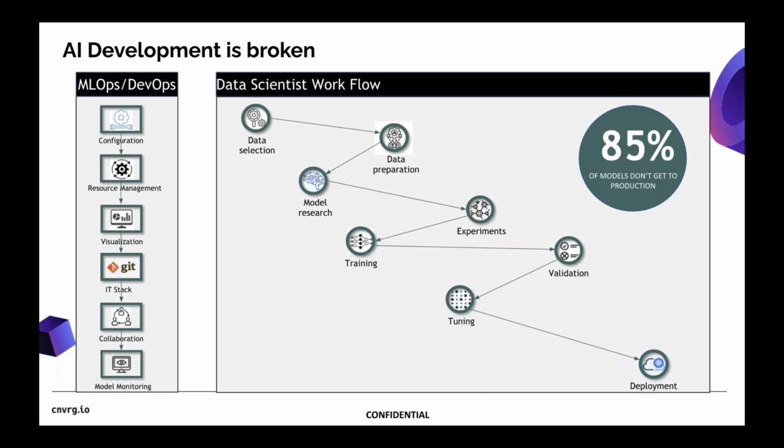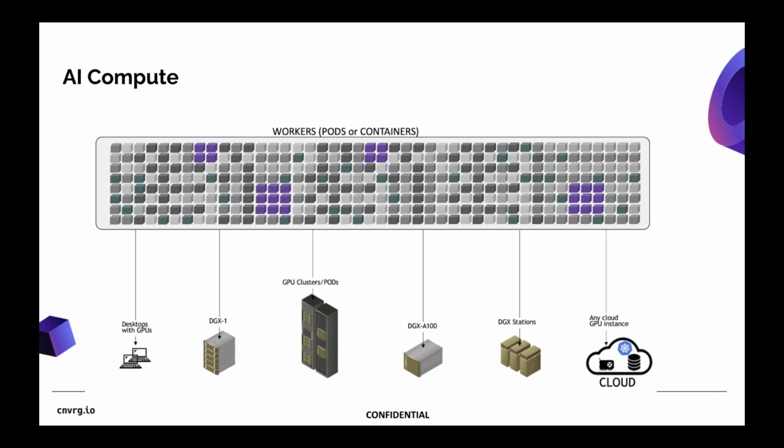As a result, we see a very big technical debt that results in the fact that 85% of the models don't make it to production. And that's big because when you combine those 2 numbers, that a lot of the time of data scientists is spent on non-data science, and also 85% of the models don't make it to production. That's a big problem, and this is what we do at Converge.